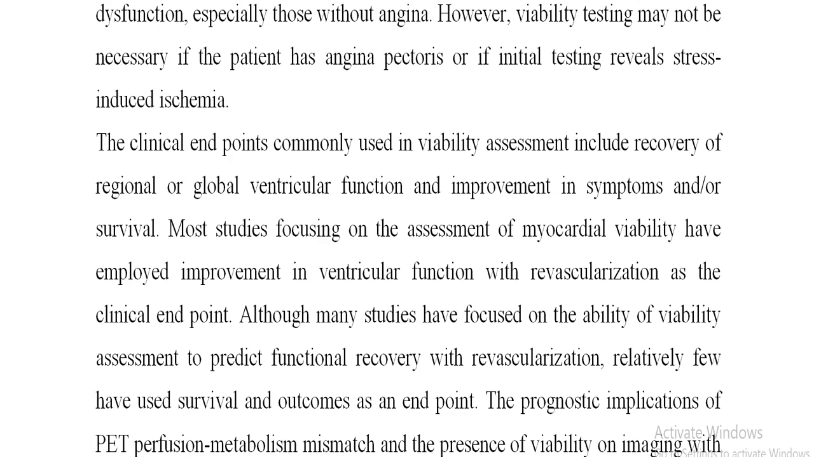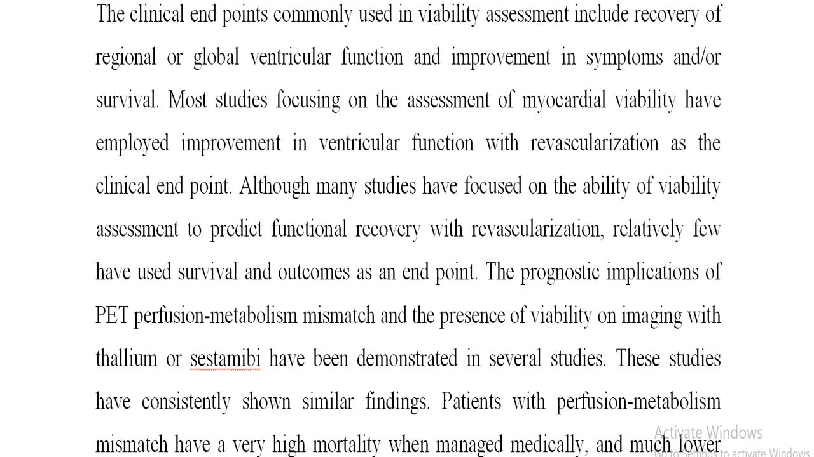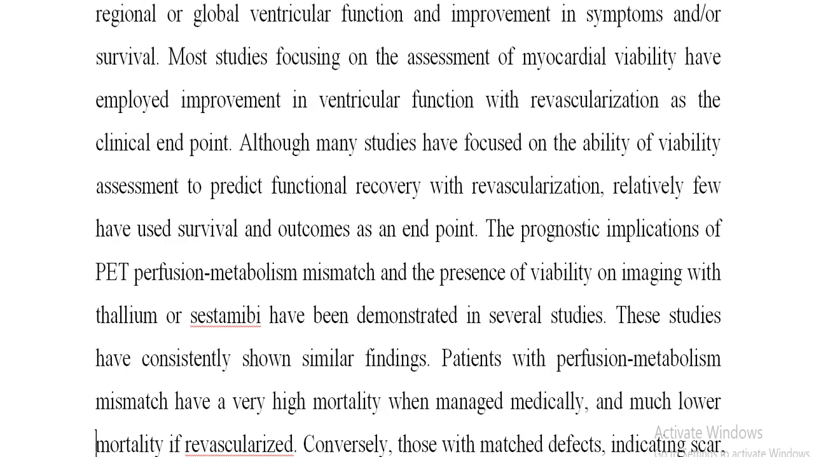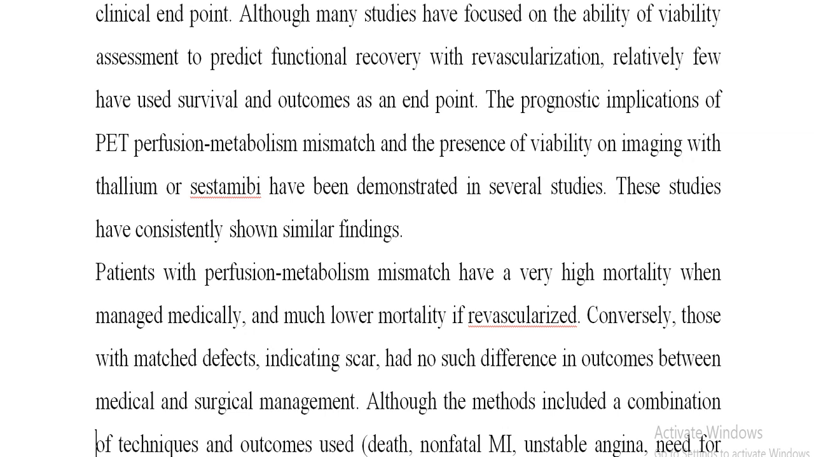The prognostic implications of PET perfusion-metabolism mismatch and the presence of viability on imaging with thallium or sestamibi have been demonstrated in several studies. These studies have consistently shown similar findings. Patients with perfusion-metabolism mismatch have a very high mortality when managed medically, and much lower mortality if revascularized. Conversely, those with matched defects, indicating scar, had no such difference in outcomes between medical and surgical management.